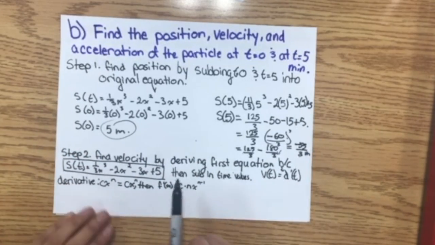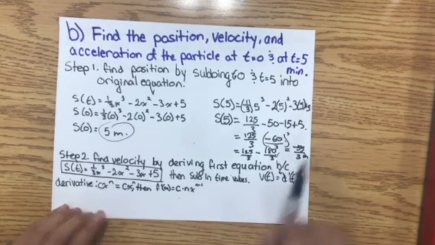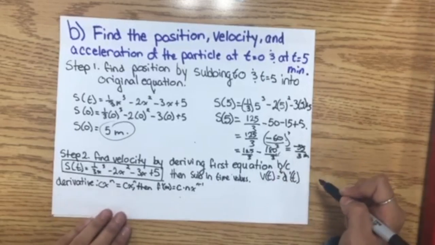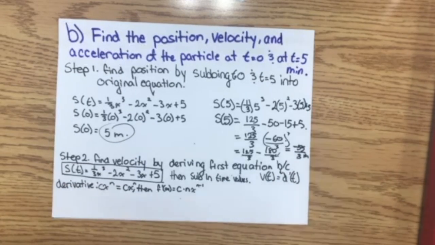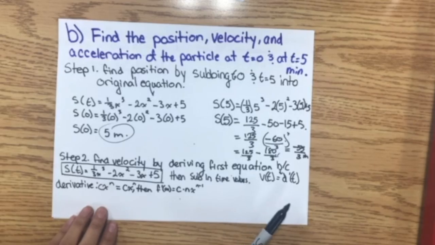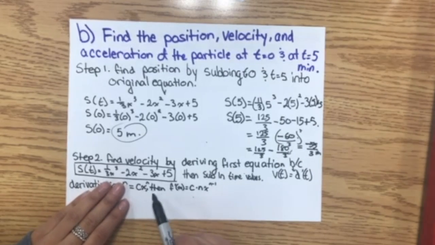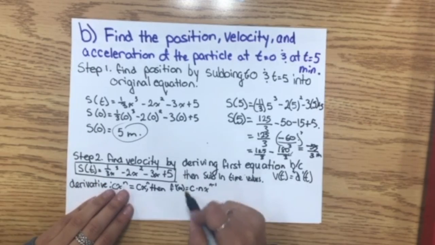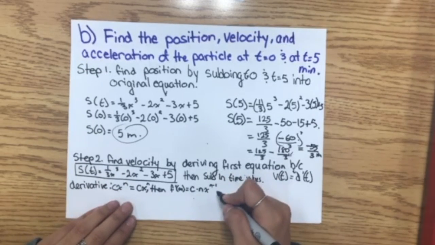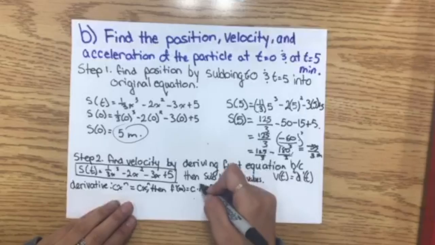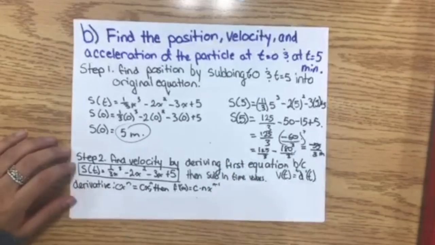Then we have to find the velocity by taking the derivative of the first equation, because we know from the definition that v at t is equal to d prime at t. Then we sub in the time values that are given. To derive, it means if f at x is equal to c x to the n, then f prime at x is equal to c times n times x to the n minus 1. So we take this number, bring it down, and then we multiply them.